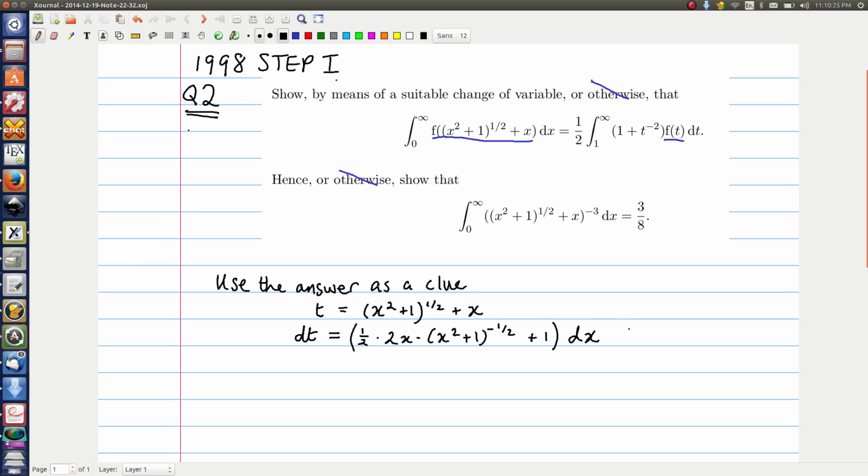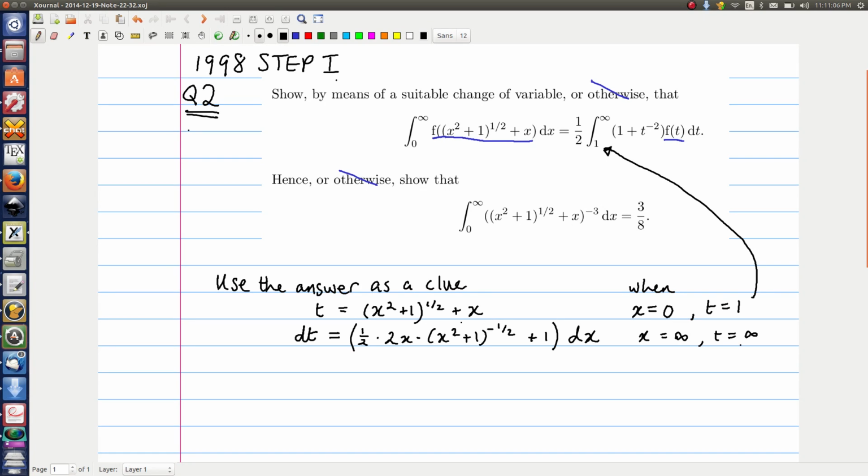Now, when we do a substitution on a definite integral, we should never forget to check the limits. When x equals 0, we substitute 0 into this formula, we get 0 squared plus 1 to the power half plus 0, so t would be 1, which is exactly what we want. We see that the figure 1 appears here. So that gives us some confidence that we've made the right choice about substitution. And obviously for the other limit, infinity becomes infinity. So that's fine.